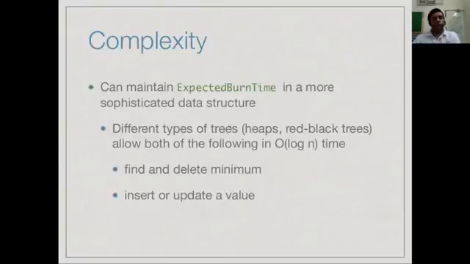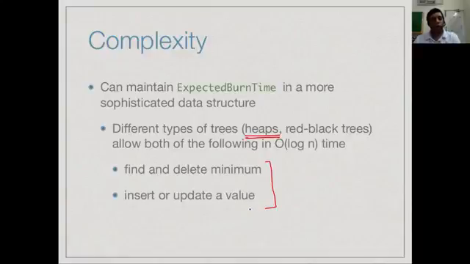To get around this bottleneck, we need to maintain the burn times in a more sophisticated data structure. We need a data structure in which we can, of course, find and remove the minimum element quickly. But once we have that, we also need to be able to update the values quickly, so that both updating and extracting cost roughly the same. This can be done using a tree-like structure. In particular, we will see in a later lecture that there is a nice data structure called a heap, which precisely allows us to do these two operations in log n time.